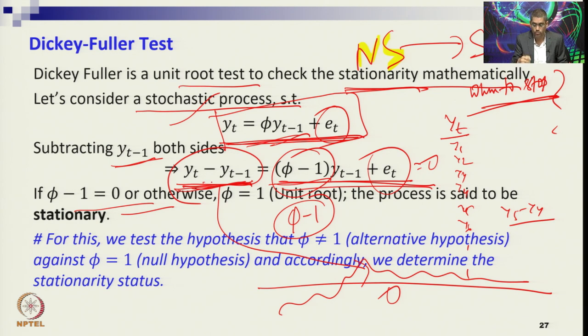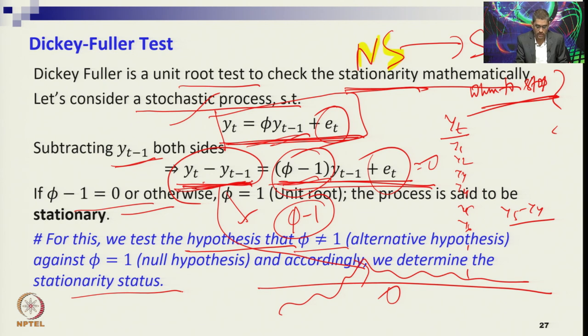You need to do one more round of differencing and carry forward the testing part or differencing process. So for that reason, they proposed one simple hypothesis: assume that phi minus 1 is 0 as a null hypothesis, and the alternative hypothesis is that phi minus 1 is not equal to 0.